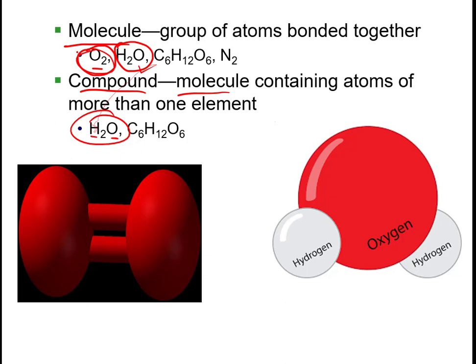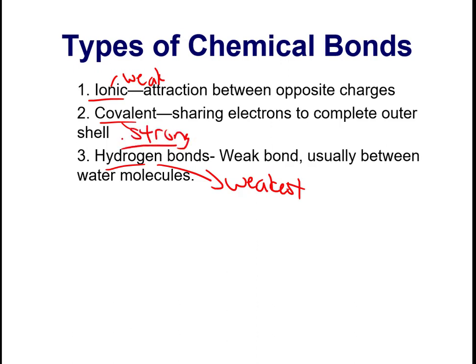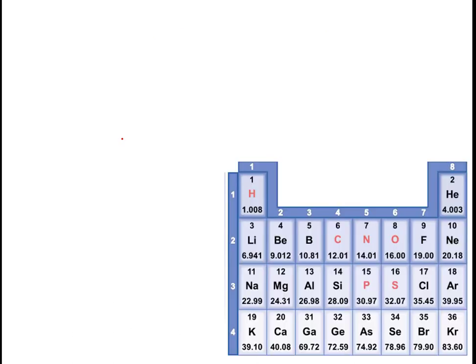I don't know who came up with these rules. They're kind of weird. Now, there's three main types of chemical bonds. There's ionic, covalent, and hydrogen bonds. Hydrogen bonds are by far the weakest. They're extremely weak bonds. Ionic bonds are also pretty weak. And as you'll see, covalent bonds are the strongest bonds. So let's talk first about ionic bonds.